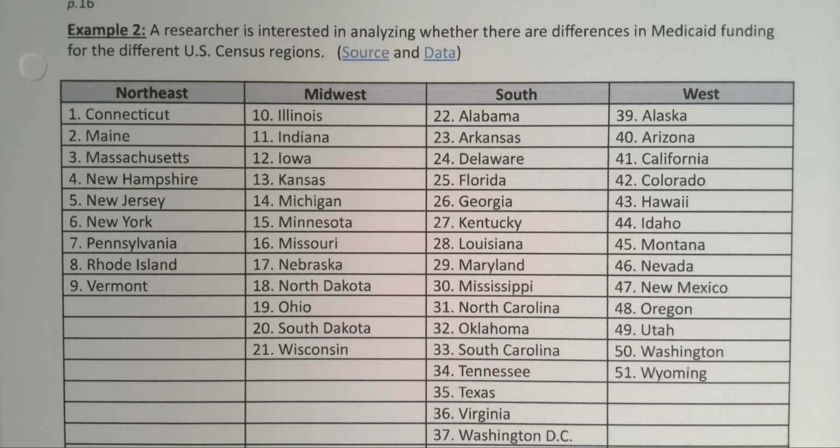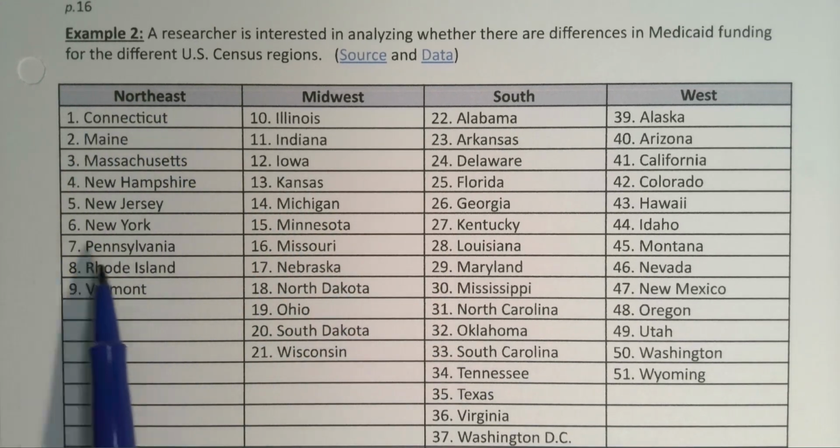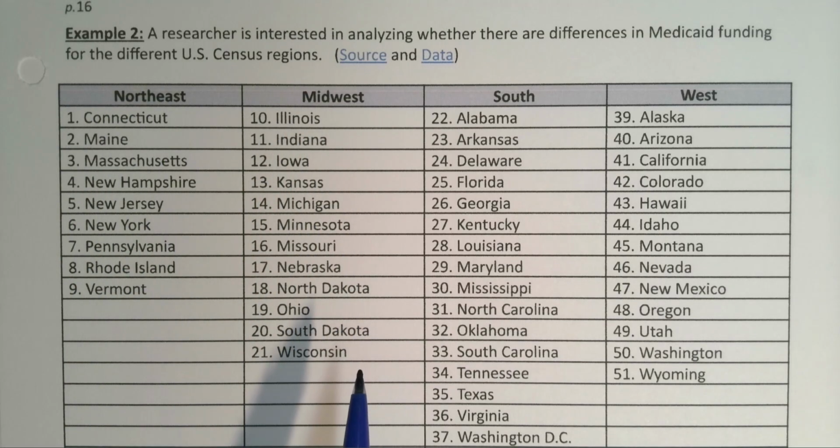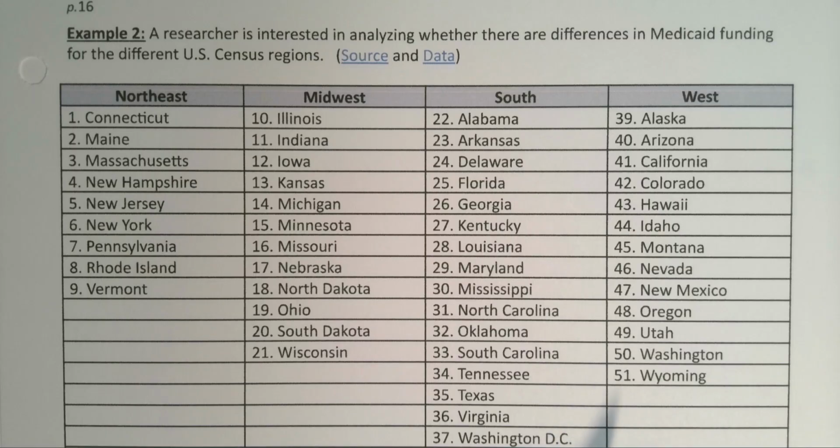So now let's take this a step further. Let's look at example 2. A researcher is interested in analyzing whether there are differences in Medicaid funding for the different U.S. Census regions. So the U.S. Census breaks down the U.S. into the Northeast, the Midwest, which is where we are in Michigan, if you're interested, the South, and the West.